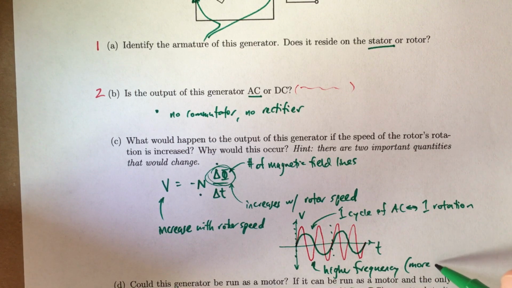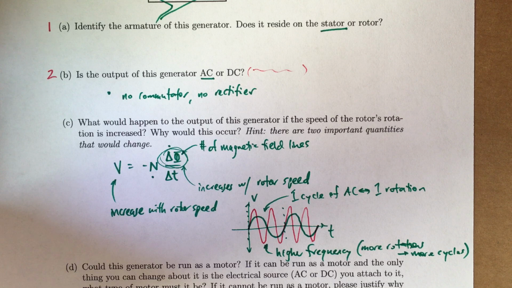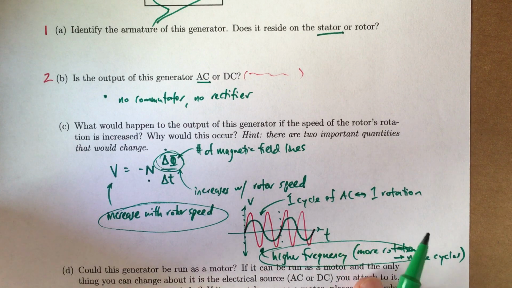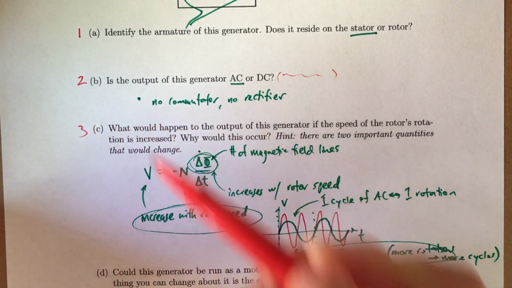More rotations, more cycles. I didn't lay this out very well, but hopefully you can see all that. Those two things would happen. We would have an increase in the absolute amount of voltage, so the peaks of these waves would be higher, and we'd get a higher frequency. And some version of this explanation, maybe not quite as much as I've gotten in here, would be acceptable to get the full, probably 3 points here.